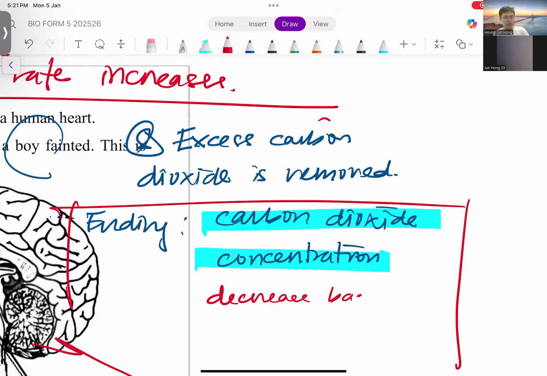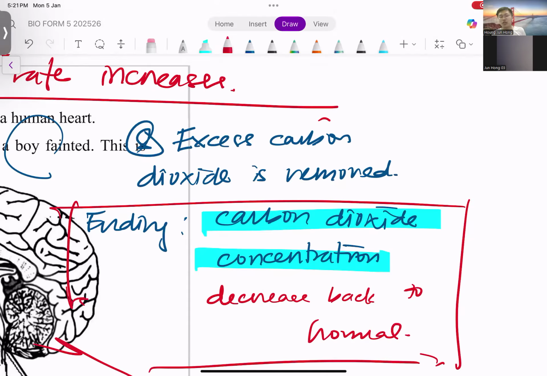Decrease back to normal. Because the question was asking for carbon dioxide, your answer should also reference carbon dioxide. Don't give another answer, say blood pH. You can, and oxygen can too, but that's not the focus. You can give them, but you should definitely not forget to give carbon dioxide, because that's the main thing you are discussing here. Okay? Yes, that's it.